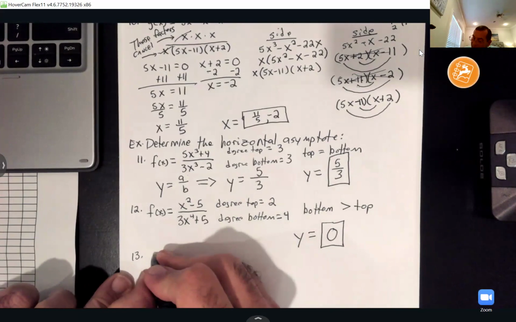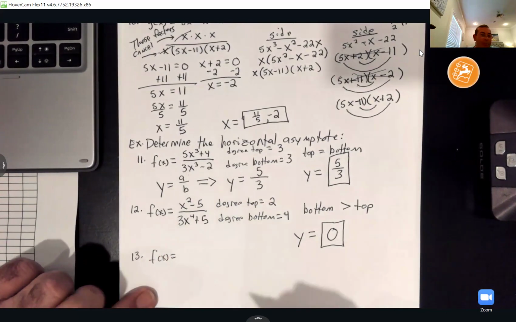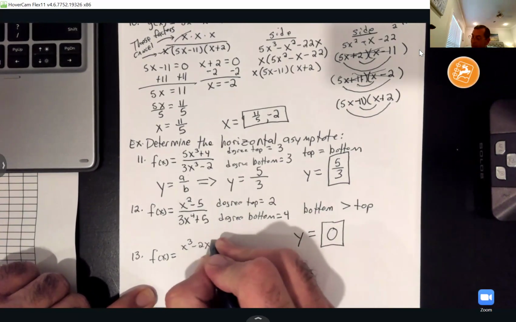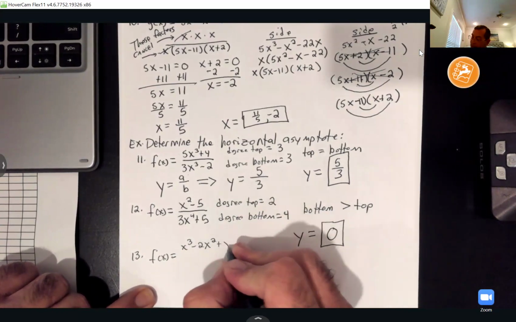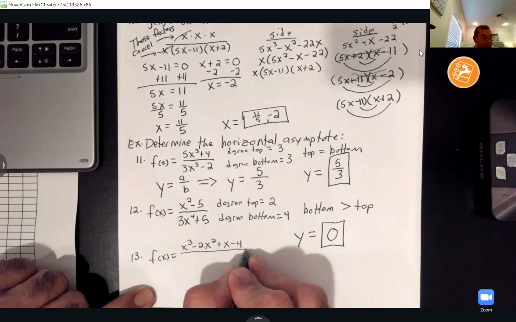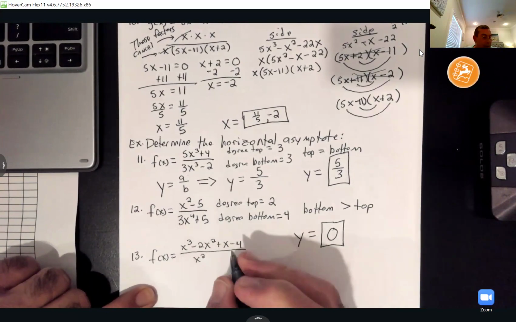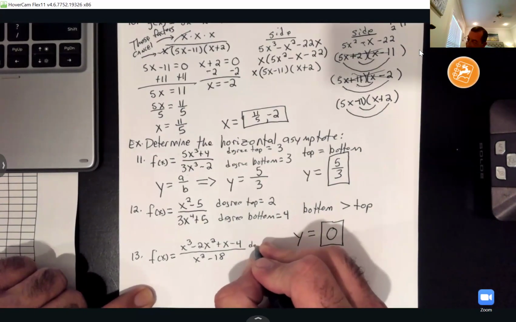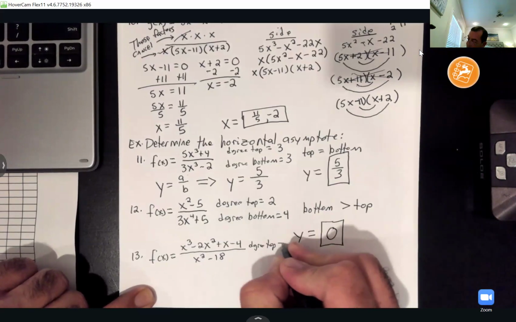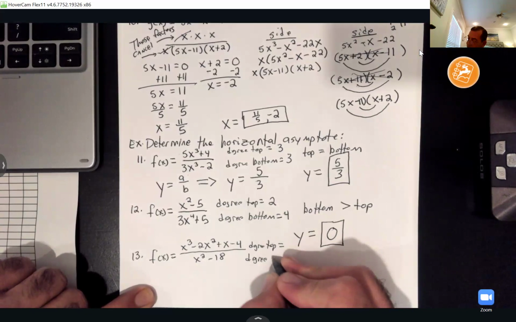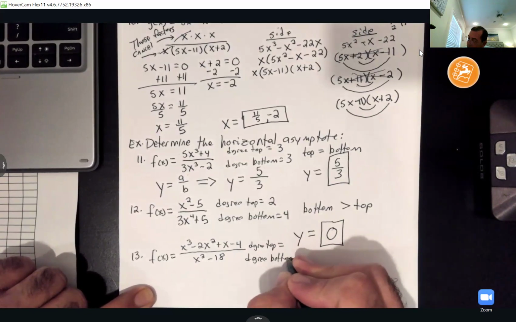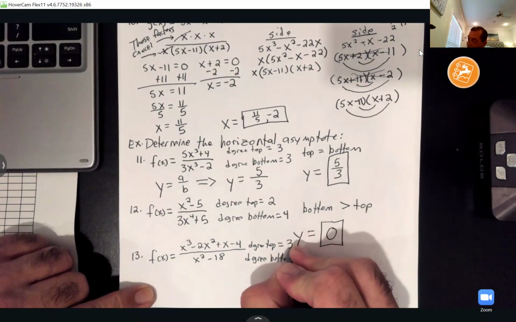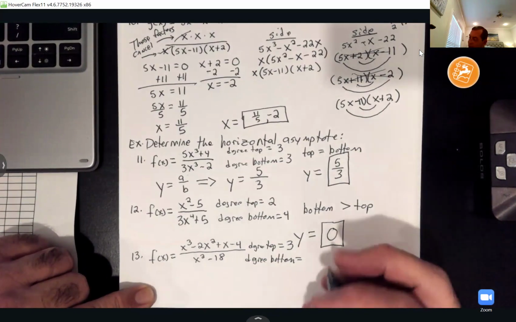So 13: f of x equals x to the third minus 2x squared plus a x minus 4, all of that over x squared minus 18. Now this is a big one. All right, so let's see the degree on the top and the degree of our bottom. Oh, the top is a 3. The degree of the bottom is a 2.